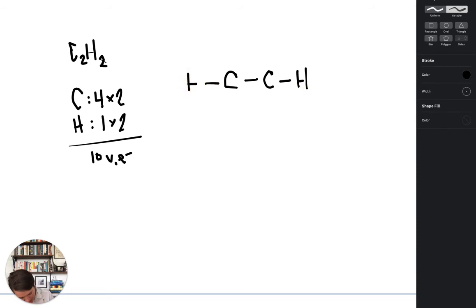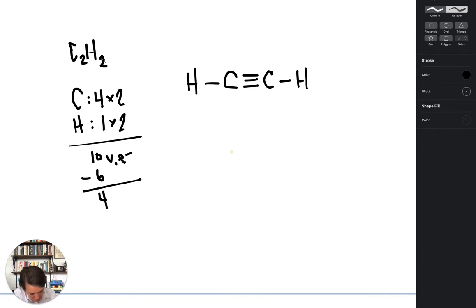All right, my hydrogens are done. My carbons are super unhappy. I have used 6 valence electrons. That means that I have 4 left. Each one of my carbons wants 4 valence electrons, so I know that these are going to be shared in double bonds.